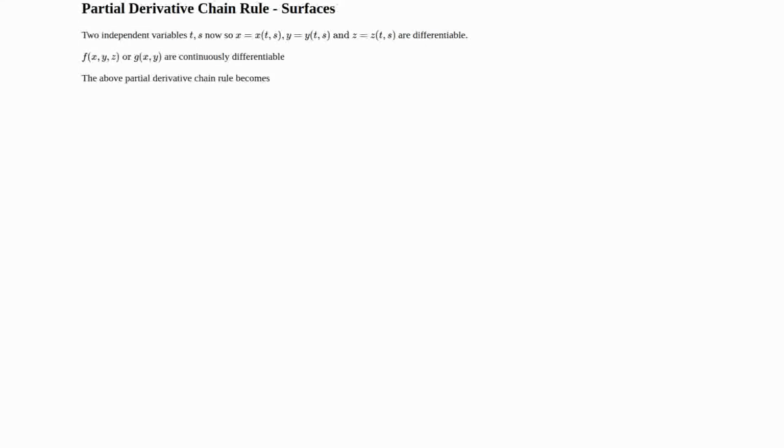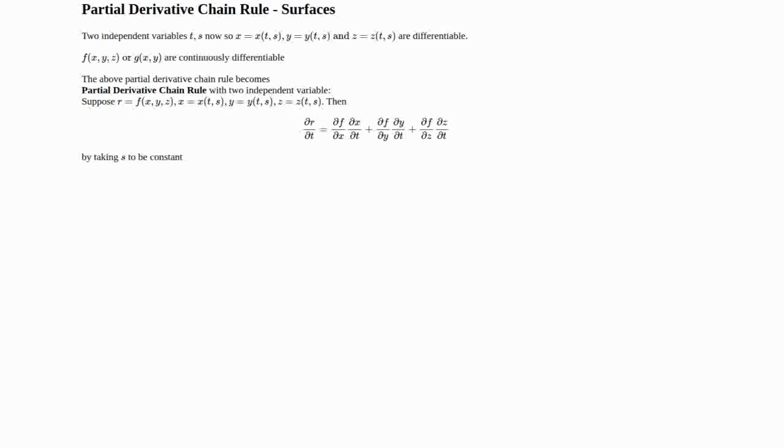So in the two independent variable case, t and s, the partial derivative chain rules that we developed above become the partial derivative chain rule for two independent variables. Suppose we set r equal to f, with x, y, and z being functions of these two independent variables. Then now it's a partial derivative in t, ∂r/∂t, because now r depends ultimately on both t and s.